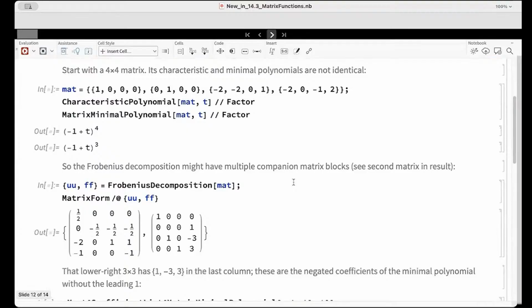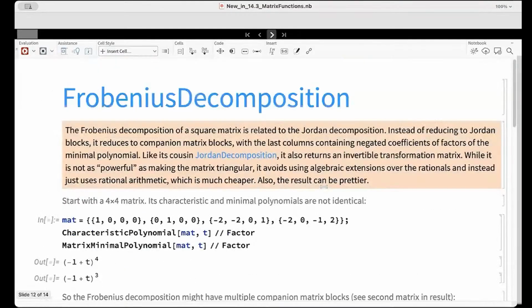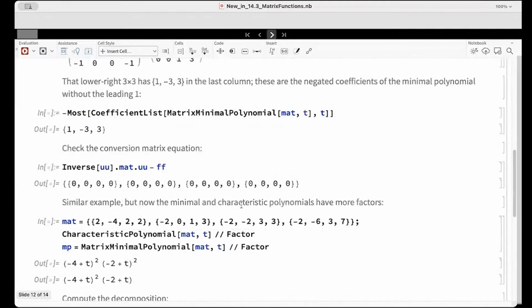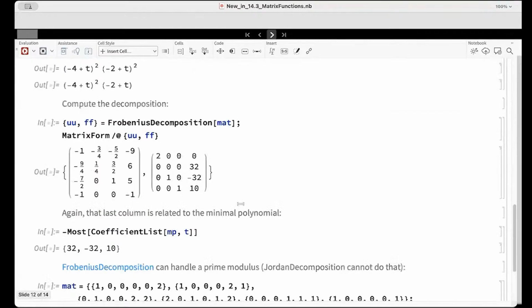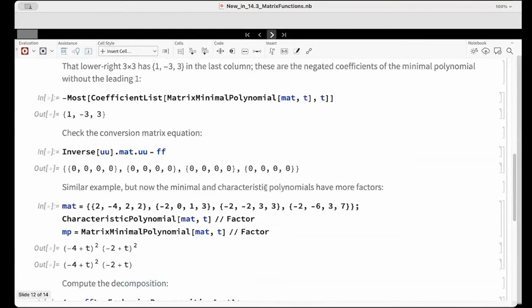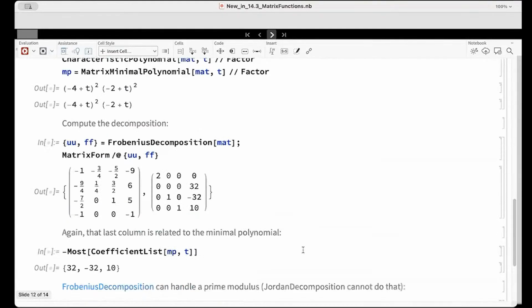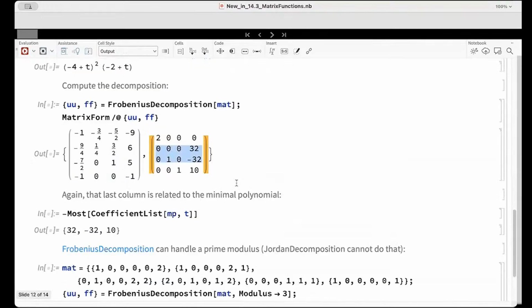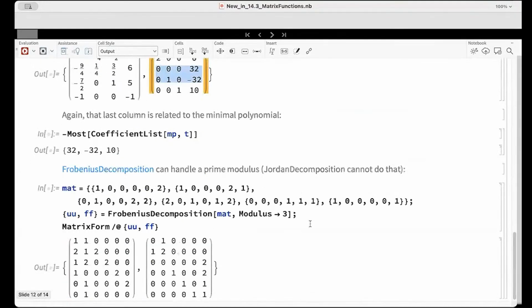And the Frobenius decomposition has the convenience that it only works in the field in which you start off. So if your matrix has rational numbers for entries, then the result will as well. You do not have algebraic numbers. You do not have root objects. You do not have anything that's going to be difficult to compute with.